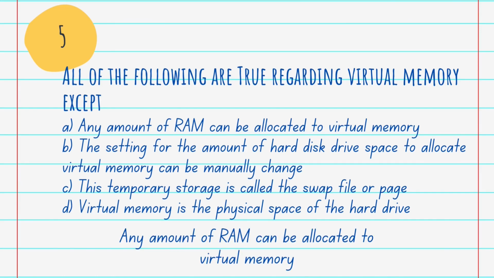Any amount of RAM can be allocated to the virtual memory. Actually, virtual memory is the memory where secondary memory can be used as if it were a part of the main memory. The virtual memory uses both hardware and software to enable a computer to compensate for the physical memory shortage, temporarily transferring data from random access memory to disk storage. And in this case, regarding the virtual memory, the statement that any amount of RAM can be allocated to virtual memory is totally wrong.